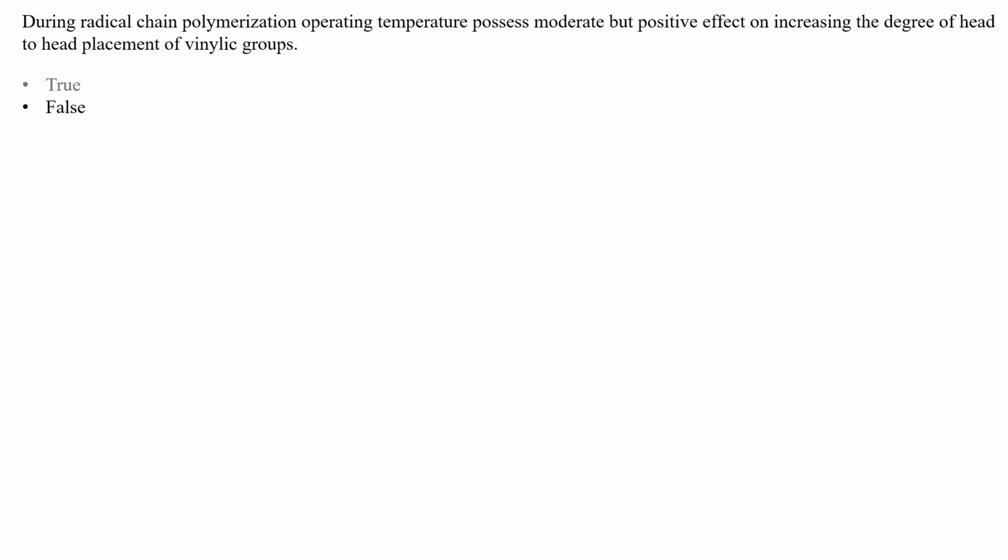During radical chain polymerization, operating temperature possesses a moderate but positive effect on increasing the degree of head-to-head placement of vinylic groups. So this is an effect which has been observed in the chain polymerization of vinyl groups, where the increase in temperature possesses a moderate but positive effect on increasing the degree of the head-to-head placement of vinyl groups.